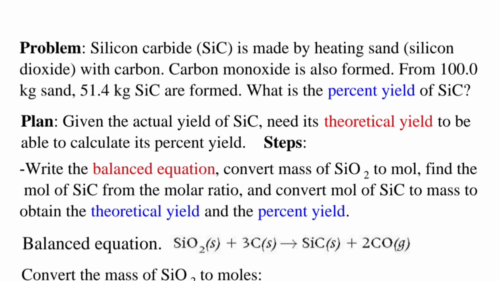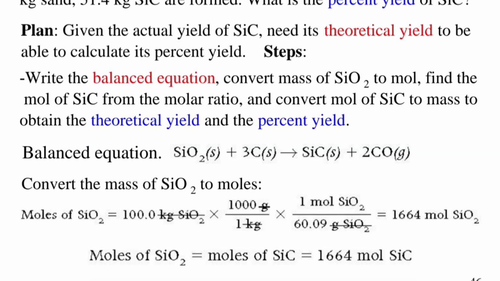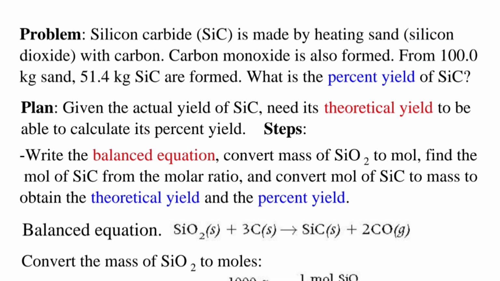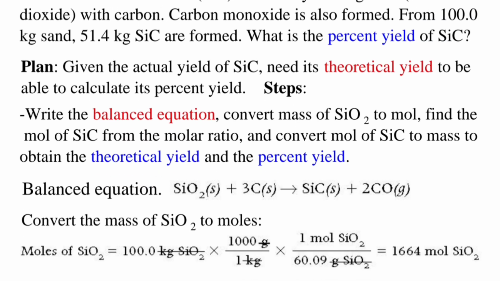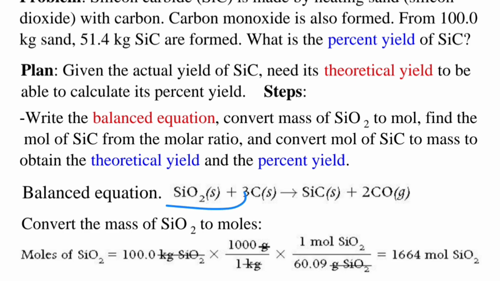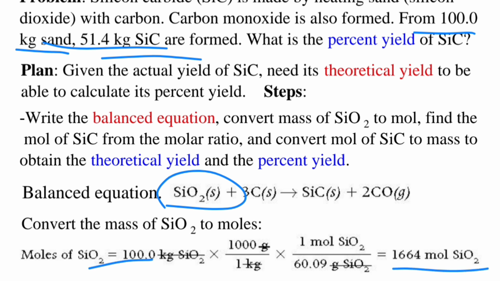Question: SiO2 reacts with carbon forming SiC plus 2 moles of carbon monoxide. We have to find the percentage yield of SiC. First of all, we find moles of SiO2 from the given mass, 51.4 kg of sand, and 51.4 kg of SiC, silicon carbide. We find moles of SiO2, it comes out to be 1664.